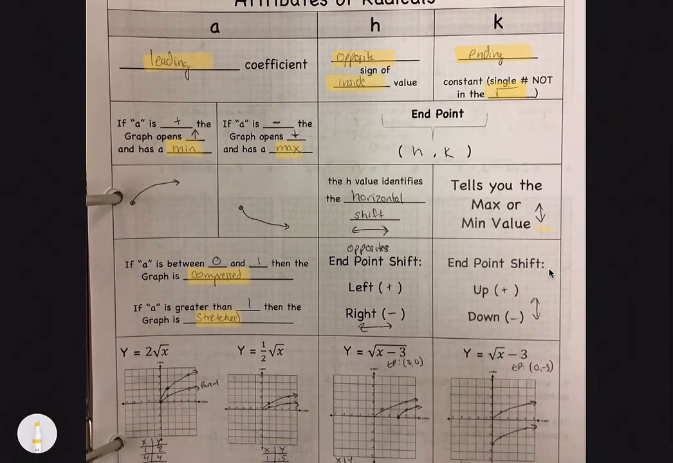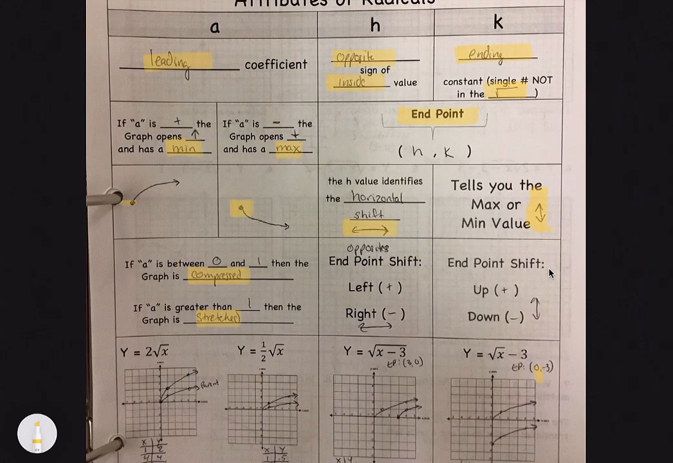Now, h and k, if you remember in rationals, we said that was the intersection of asymptotes. Other times it's been our vertex. For radicals, it is our endpoint. So if you look back over here, our endpoints were those two points there. So endpoint h, k. And so now the h value identifies the horizontal shift, so that's left and right. And the k value tells you the y-value of the endpoint and also the up and down shift.